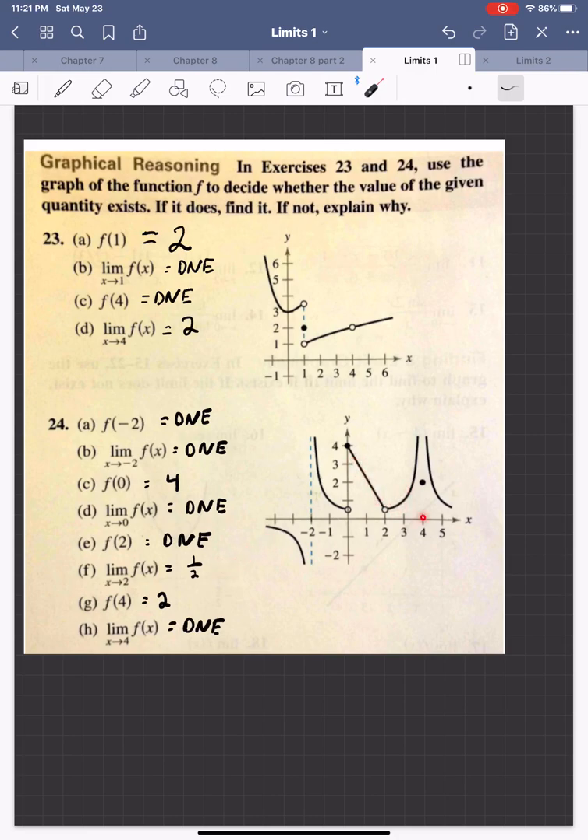Finally, f of 4. When x is 4, it appears that y is equal to 2. So that is the answer to this one. But as x approaches 4, the graph is going up to infinity from the left of 4 and up to infinity from the right of 4. So your graph is approaching infinity as x gets closer and closer to 4. Again, another reason why the limit does not exist.